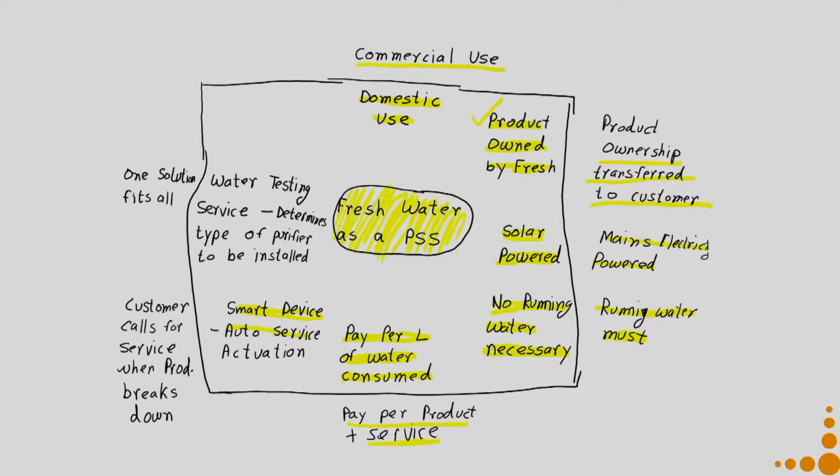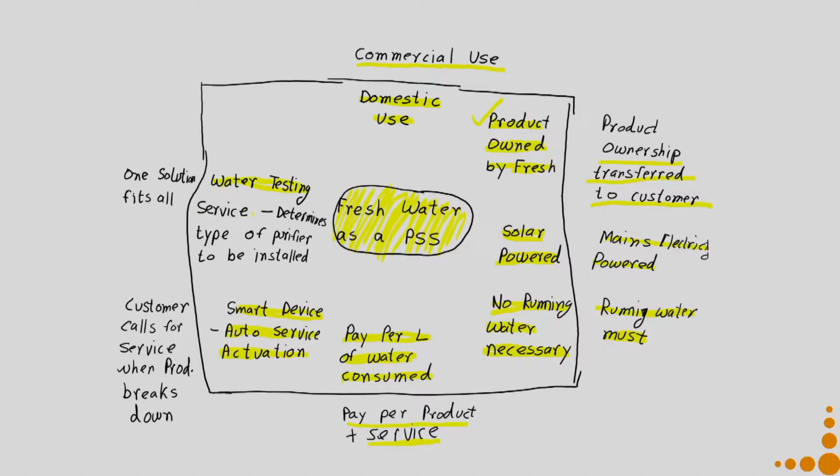What my smartness will be in this case is auto service actuation. So it has some components which detect before the product is going to break down that it's going to break down, and it sends a message to the service center and they come and repair it. Because right now the product is owned by Fresh, so it should be done in that particular manner. Otherwise, if the product is not running, then Fresh is not making money. It might also be that if your product breaks down, repairing it at that point of time might be more expensive for Fresh. Then water testing service, which determines the type of purifier to be installed.